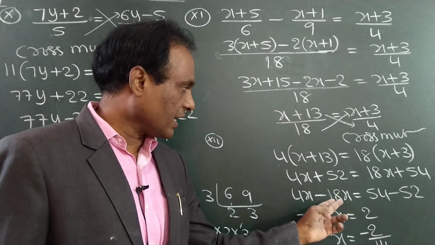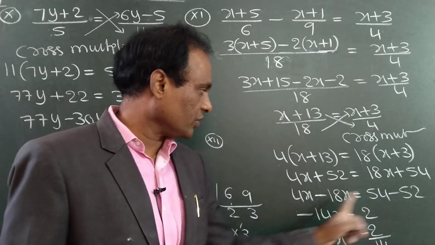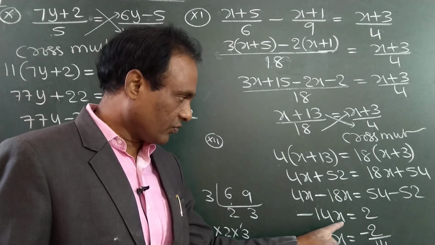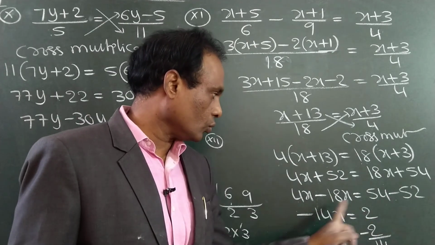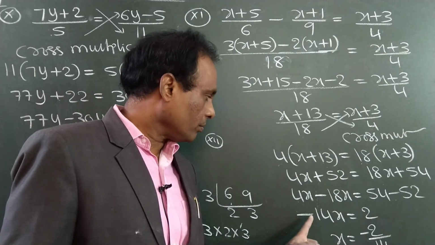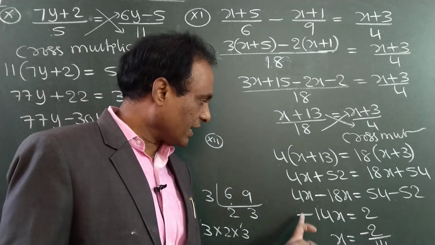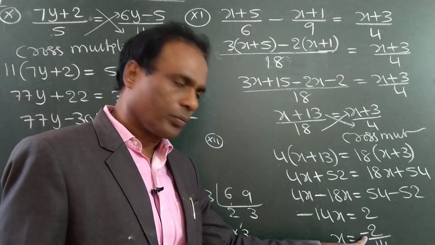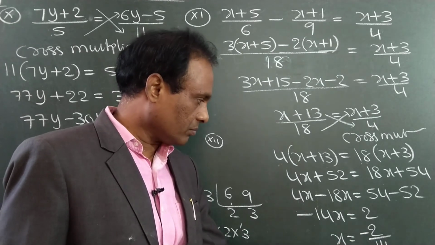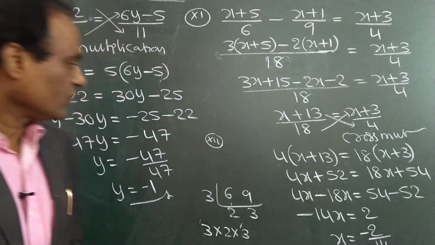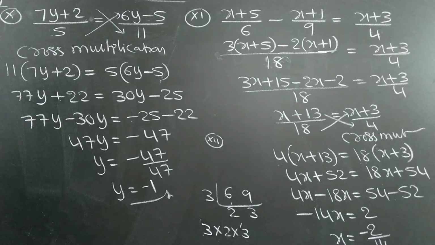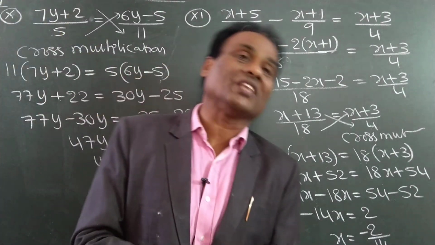Plus 18x this side becomes minus 18x, and plus 52 that side becomes minus 52. 4 minus 18 is minus 14. 54 minus 52 is 2. So 2 by 14. If we remove the minus here, that side will get the minus, so we have to keep that minus on the right side. This is the 11th problem, and the 12th we will do next.